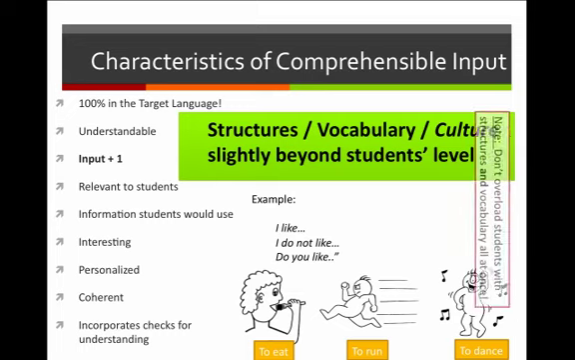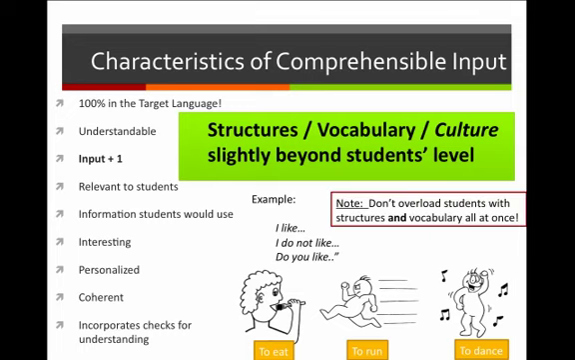One more thing to note is that you do not want to overload your students with structures and vocabulary all at once, that is, in the same day, if you can avoid it. Introduce a new structure one day, and then introduce new vocabulary another day, or vice versa.